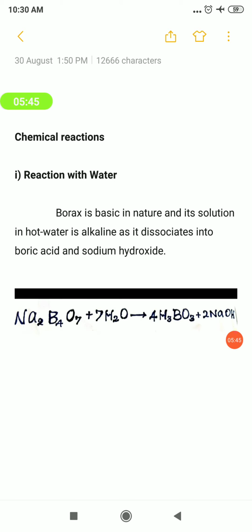Okay? So Na2B4O7 plus H2O gives boric acid along with the formation of which one? Sodium hydroxide, NaOH. The first chemical property is over. Then you have to balance the reaction.